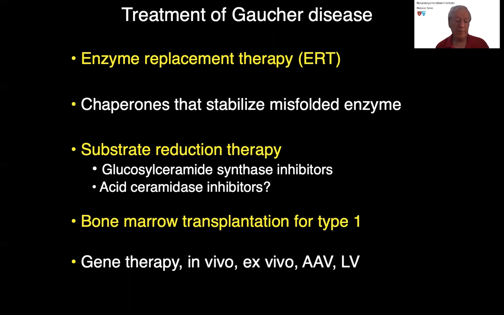Then in the past, bone marrow transplantation for type 1 has been tried, but this is problematic because it is quite dangerous. One has to ablate the bone marrow. And more recently, there are papers published about gene therapy, at least in mice for now, and they use adeno-associated viruses.